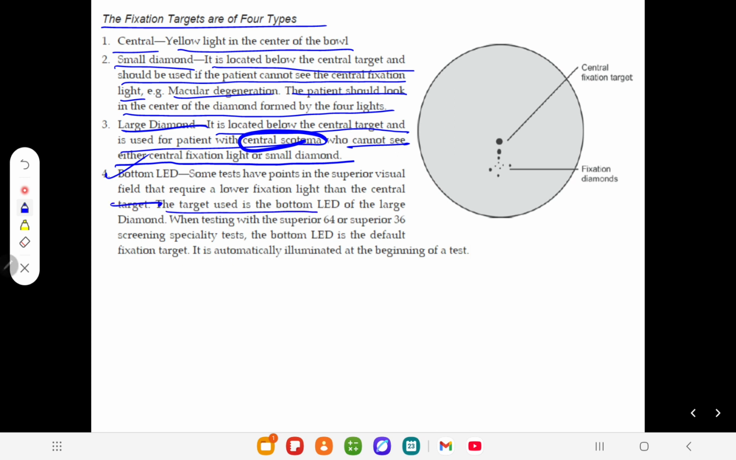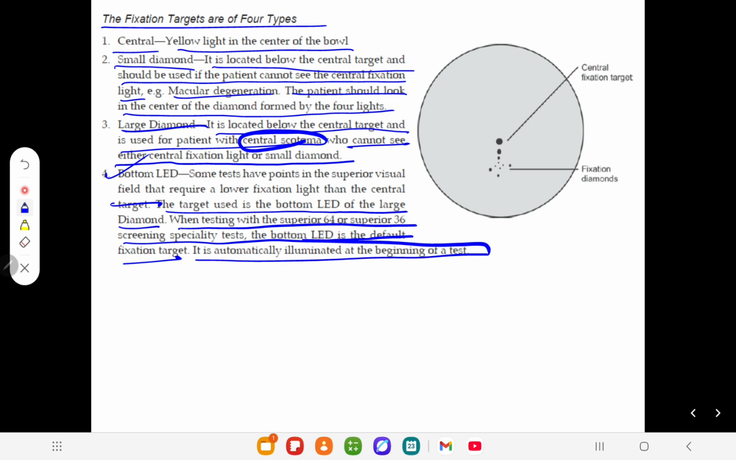The target used is the bottom LED and the large diamond when testing the superior 6 degrees, and this is the default fixation target. It is automatically illuminated at the beginning of the test. That's the bottom LED, but I don't think I have used the bottom LED in many cases. That's why I'm unfamiliar with it.